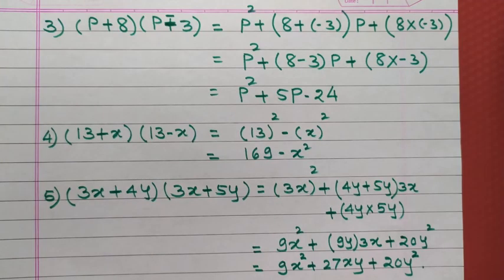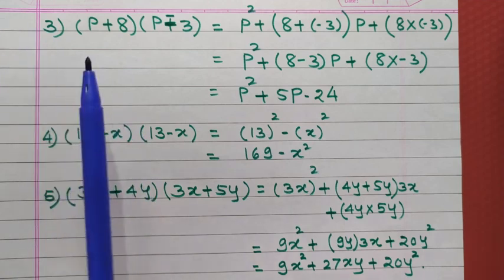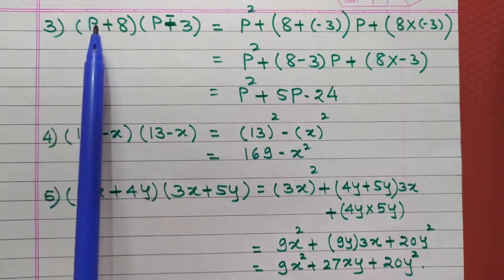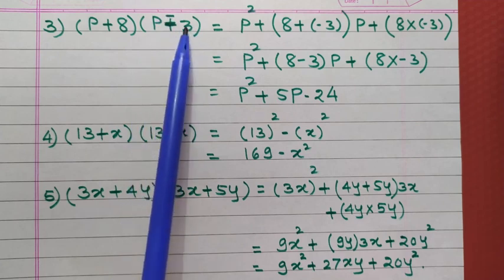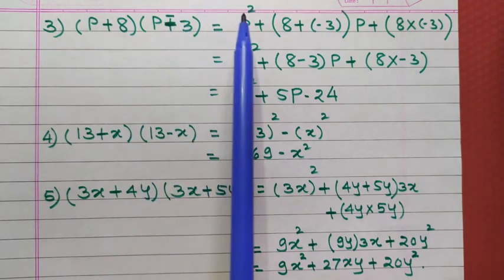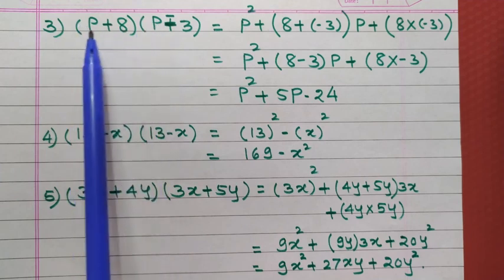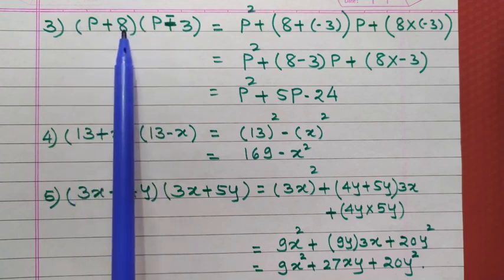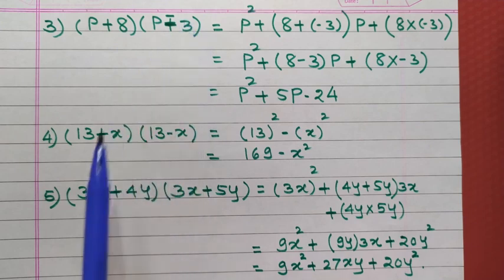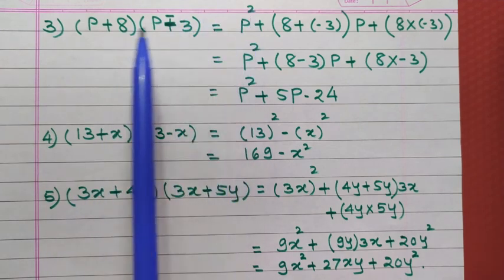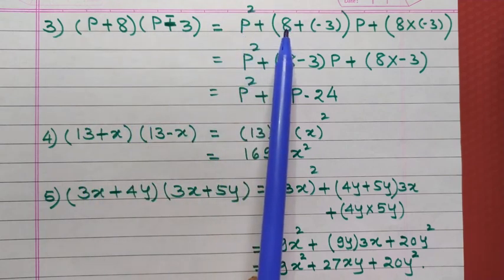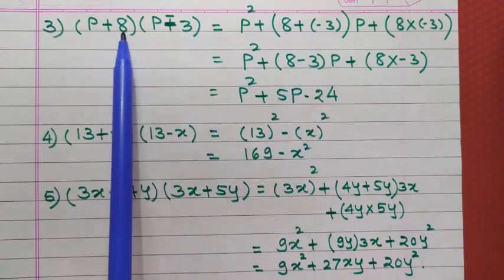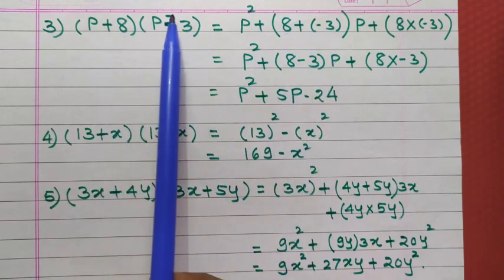Now we move towards example number 3. Example number 3 is (p plus 8) into (p minus 3). So the equal term is p and the unequal terms are 8 and minus 3. After using that formula, it will be p square, equal term square, plus (a plus b), where the unequal terms are a and b, or here 8 and minus 3.